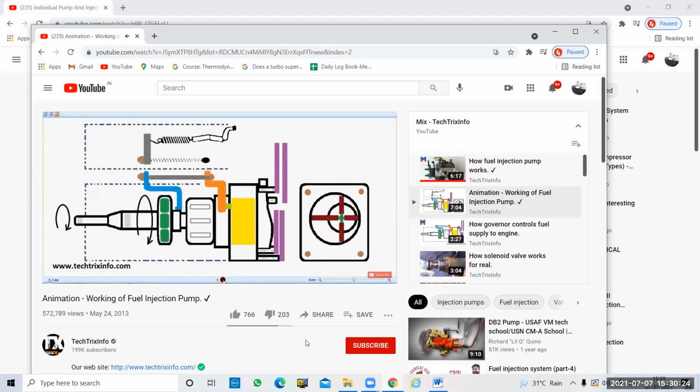The governor weight retainers rotate because they get their drive through the drive shaft from the engine. When the RPM increases, slowly these governor retainers move frontwards or backwards. So it depends upon the RPM of the engine, which actually creates the fuel demand. At more RPM we need more fuel.